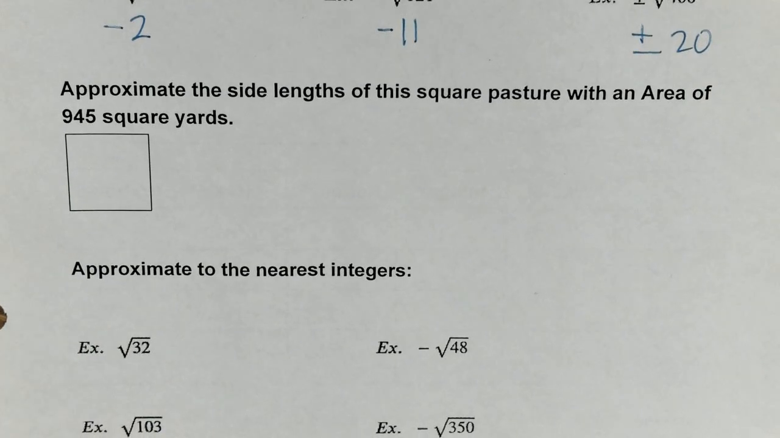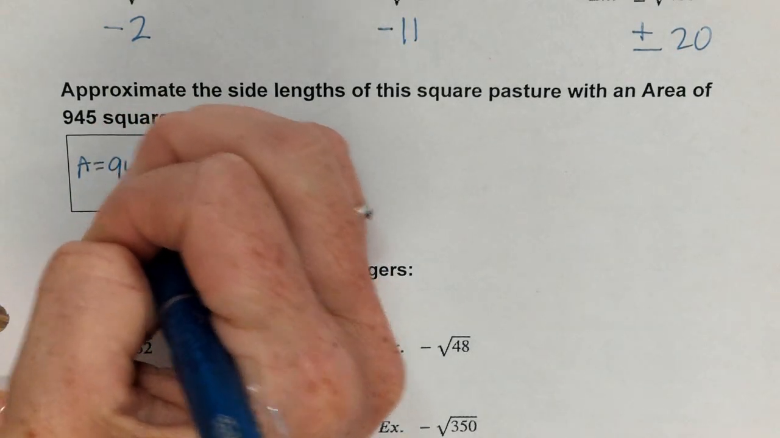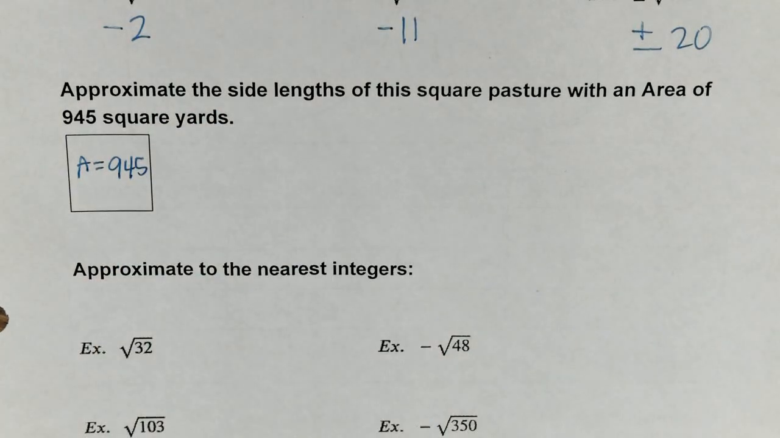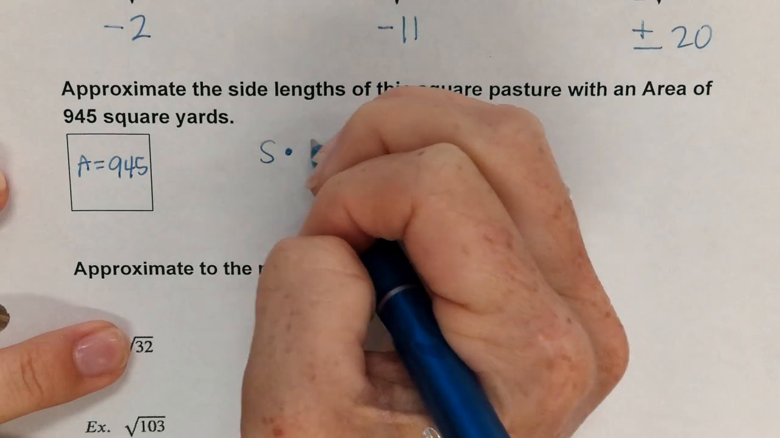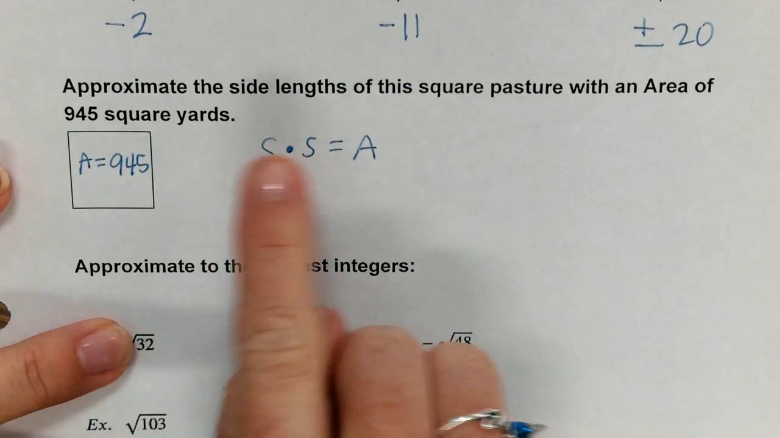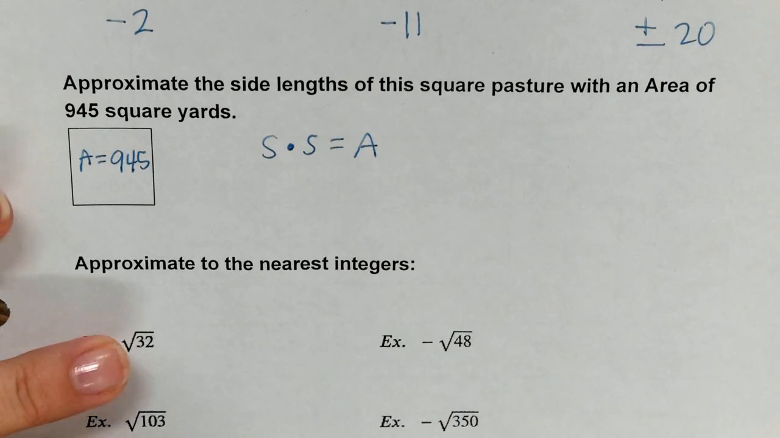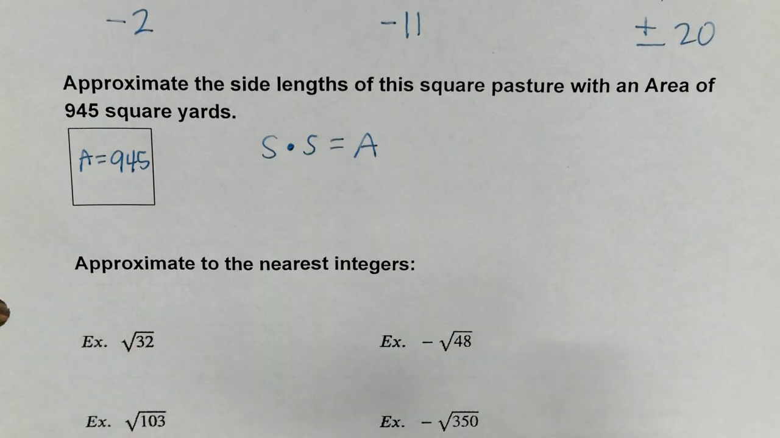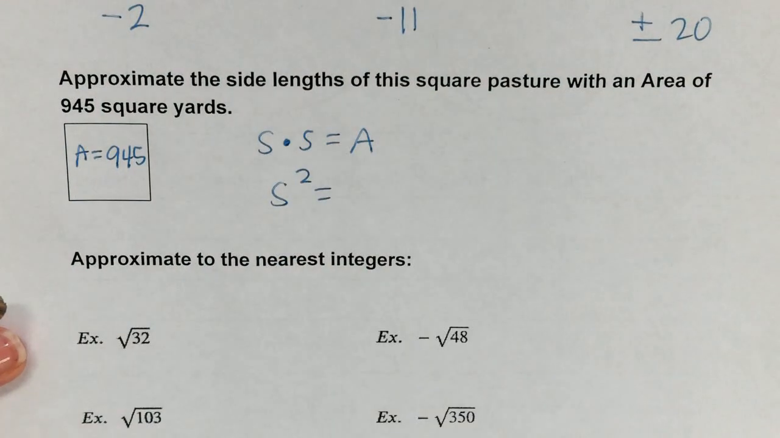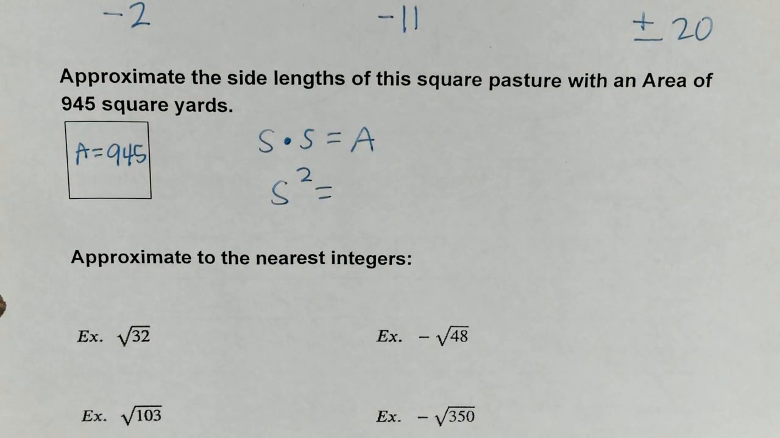Approximate the side lengths of a square pasture that has an area of 945. So it has an area of 945. Now for rectangles, I would say length times width is equal to area. Are y'all with me? But for squares, that's really not correct, because for squares we don't say length and width, we say side times side. So if side times side is equal to area, isn't that a number times itself? So if I already have the area, what's the opposite of squaring something? Square rooting. The opposite of squaring a number is square rooting a number.